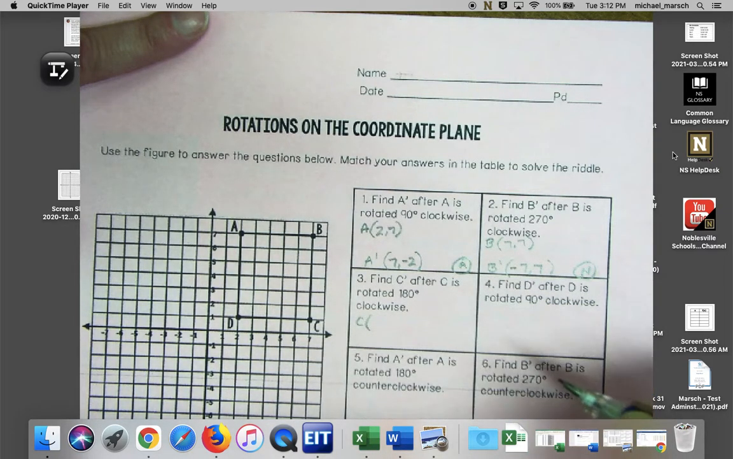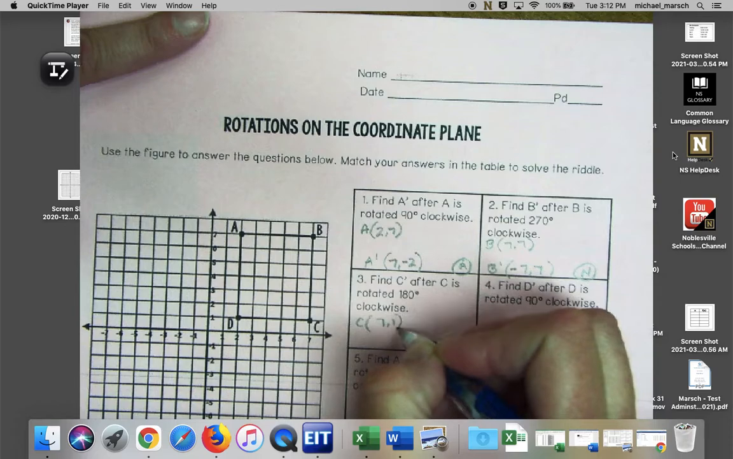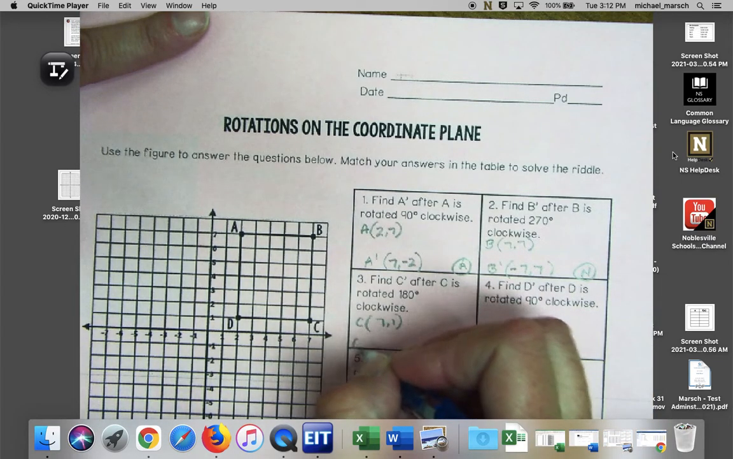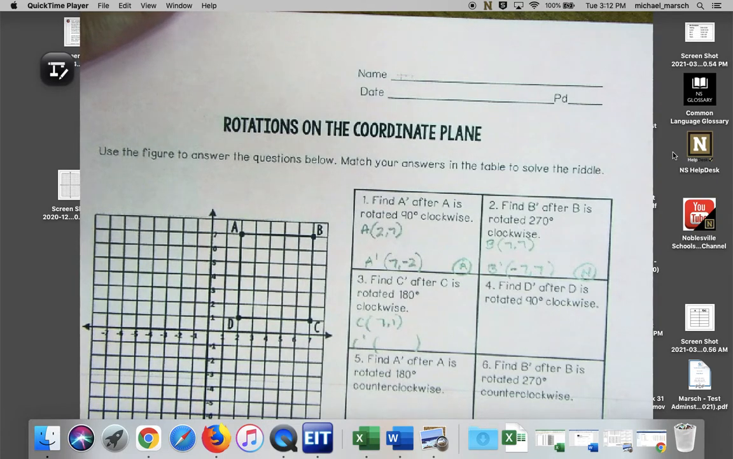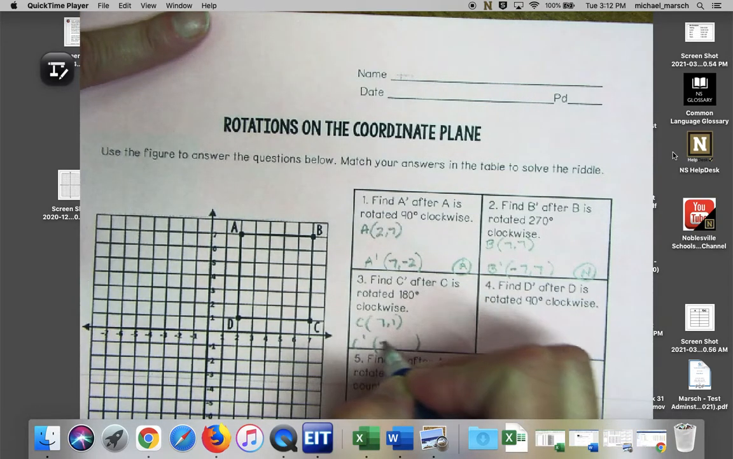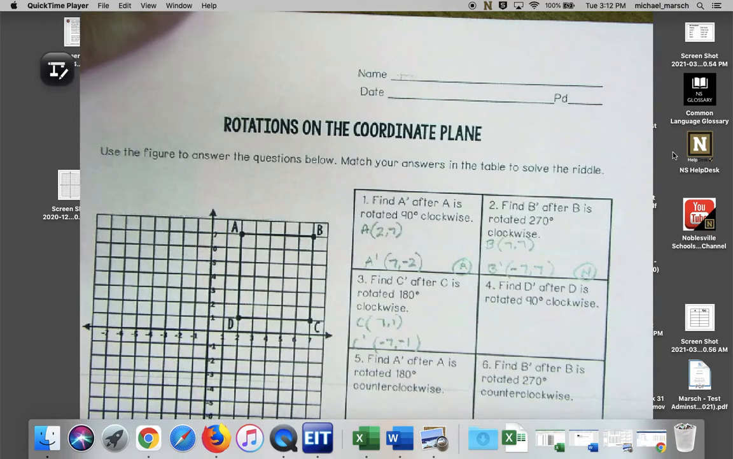C is at 7, 1, and they want us to rotate it 180 degrees. So that's pretty easy. -7, -1, because we just do the opposites, right?